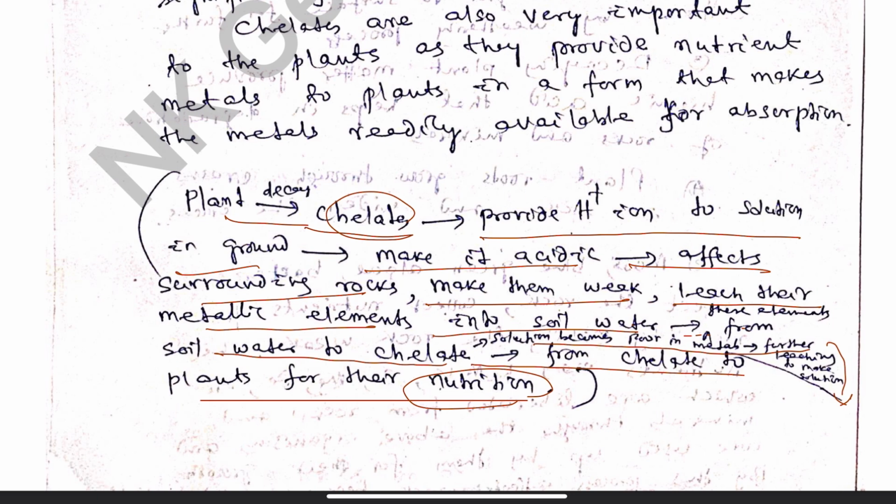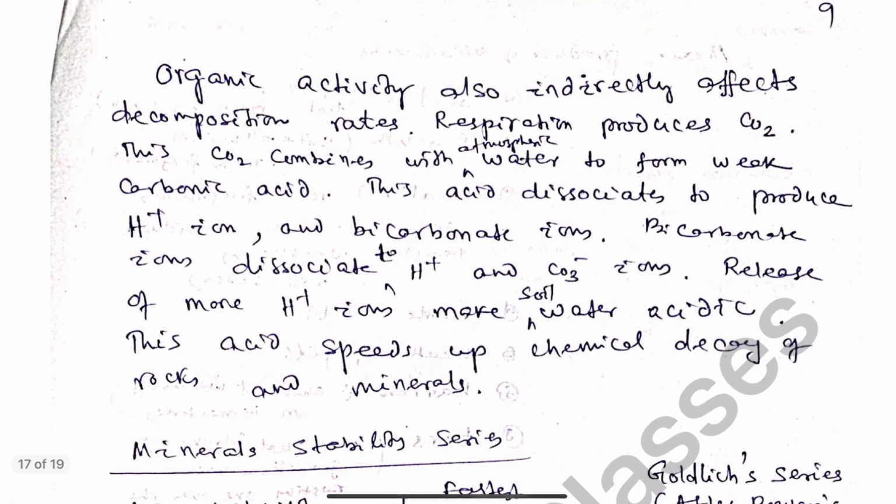and they become breakable and are converted into fine grains. The ultimate aim of weathering is to produce fine soil. And so by this process, the rocks and minerals crumble due to the organic decay, and finally organic matter is being produced out of this chelation process. So organic activity also indirectly affects the decomposition rate.